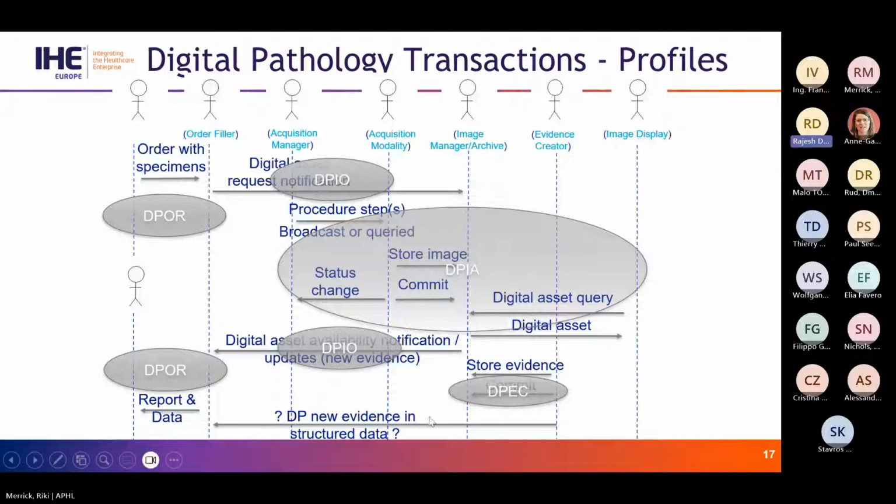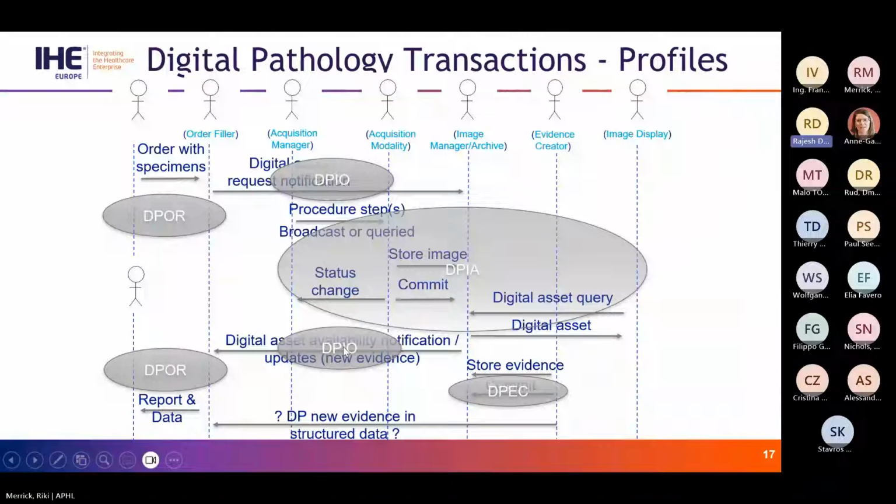Then some of the other profiles include communication between the other actors that might be necessary. So after you've created the whole slide image, how do you communicate between the image management software and the scanner? That's DPIO, and that's now being expanded to also incorporate communication between the order filler, the LIS, and the Image Manager Archive. So when the PACS needs to talk to the LIS, DPIO will probably end up managing that as well.